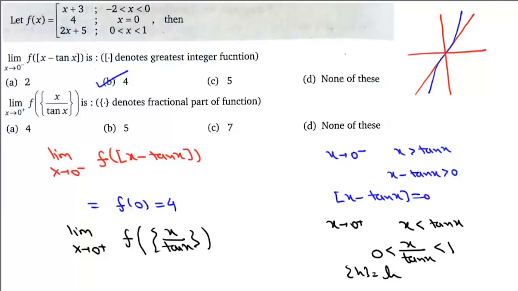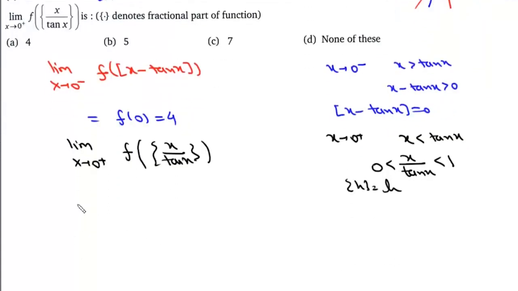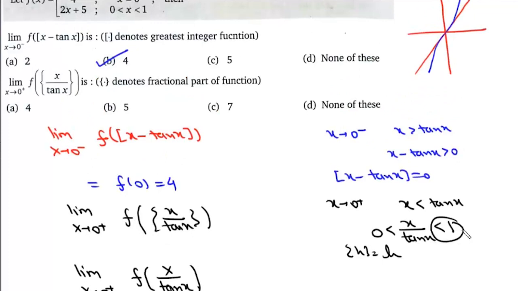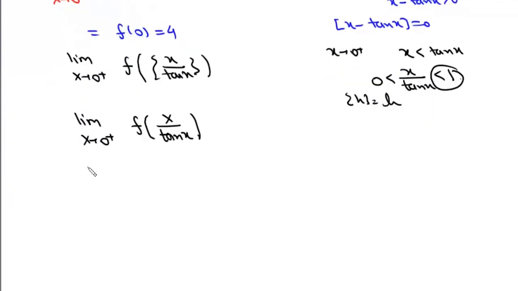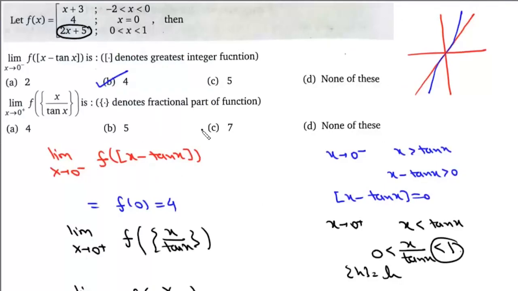So that means this limit will be simply limit x tends to 0 positive of the fractional part of x by 10x. Now x by 10x is actually less than 1, and if it is less than 1, it will go to this definition. So we can write this as limit x tends to 0 positive 2 times x upon 10x plus 5, which is 7. So the answer to the second part is 7, and that's your option C.